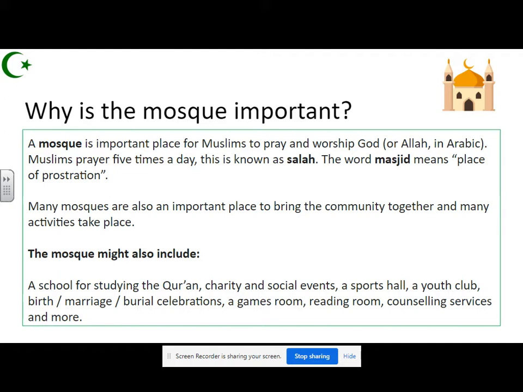They also hold special celebrations there, for example, birthing ceremonies or naming ceremonies. Marriages and burials also happen at the mosque. Lots of modern mosques also include things like a games room, a reading room, and counselling services for the people that attend. It's a very important place to bring the community together.